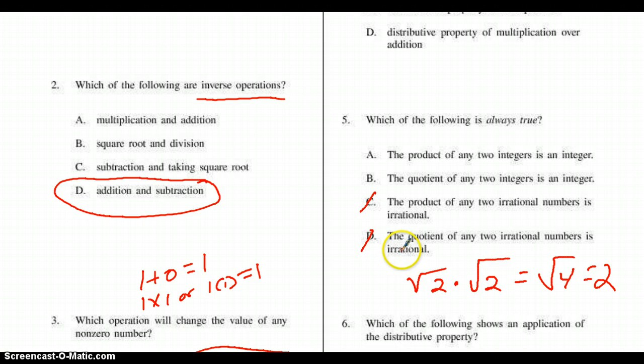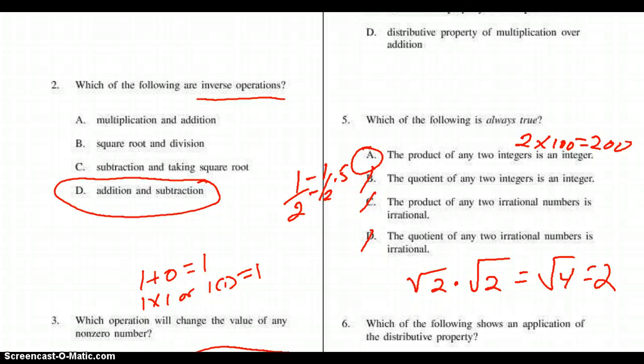Then it says the quotient of any two integers is an integer. Think about this. 1 over 2, both of those integers. So that's going to be 1/2 or 0.5, which is not an integer. And A says the product of any two integers is always an integer. That means I can say 2 times 100 is going to equal 200, which is also an integer. Remember, an integer is a whole number and its opposite. So that statement is actually true.